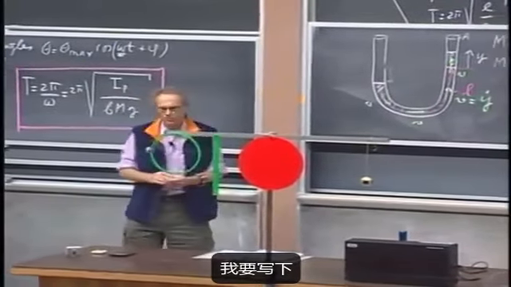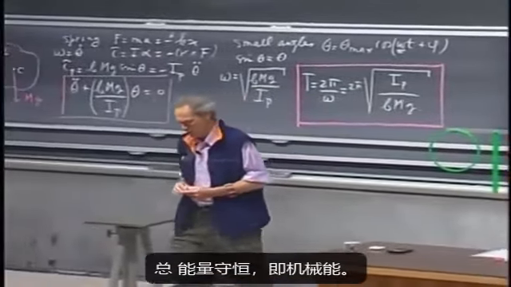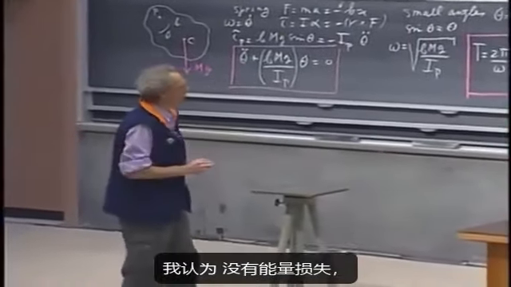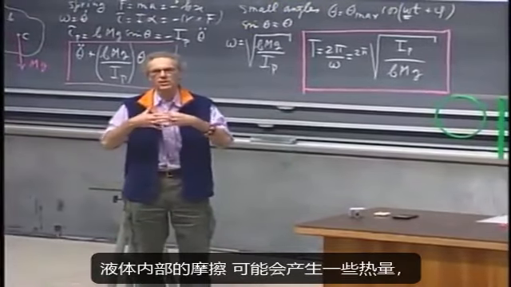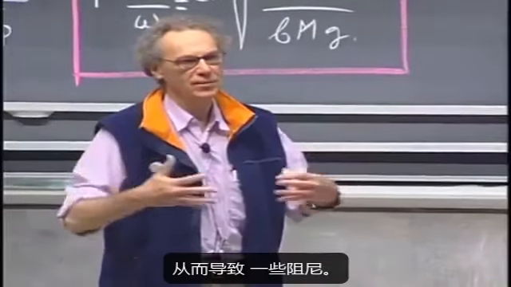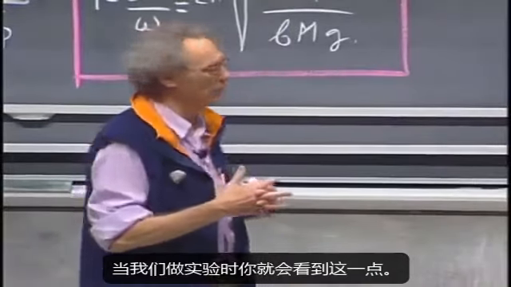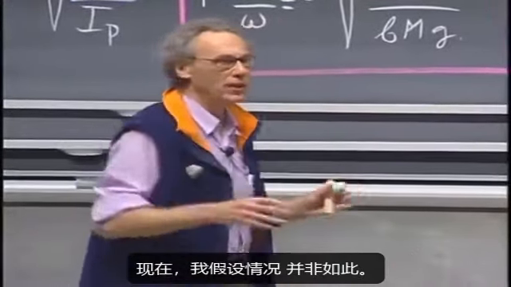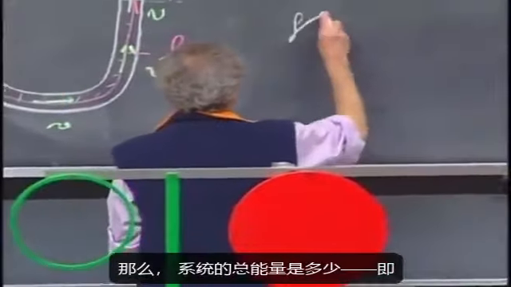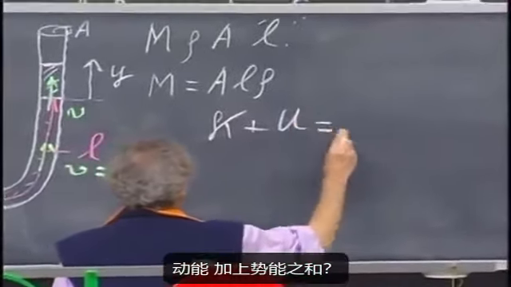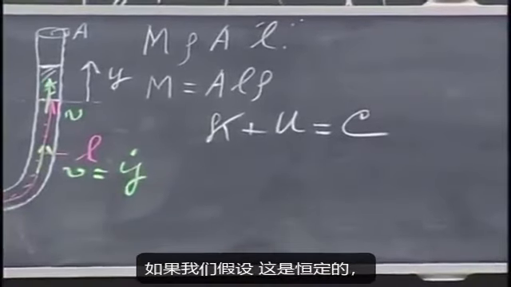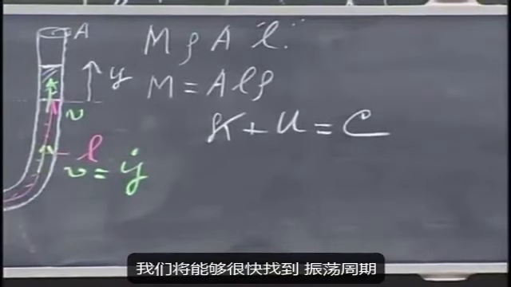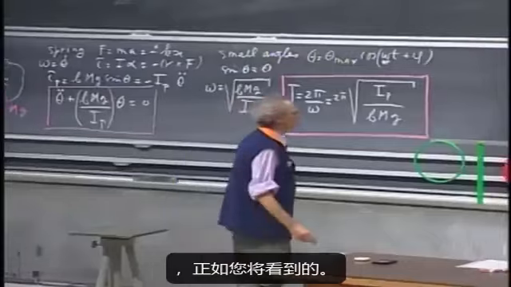I'm going to write down the conservation of total energy, mechanical energy. I assume that there is no energy loss, although there probably is some. Friction inside the liquid will probably generate some heat, and that will cause some damping. You will see that when we do the experiment. For now, I will assume that that's not the case. So what now is the total energy of the system? That is the sum of the kinetic energy plus the potential energy, and if we assume that that's constant, we will be able to find the period of the oscillation very shortly, as you will see.